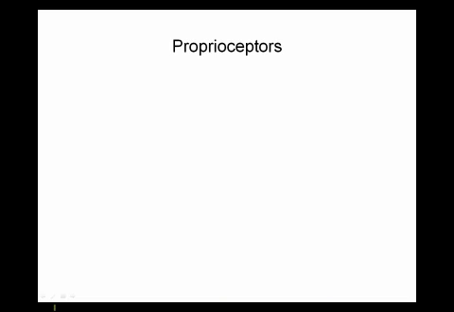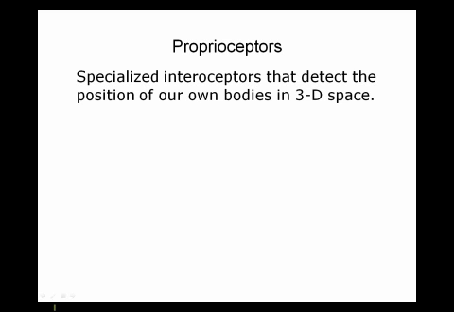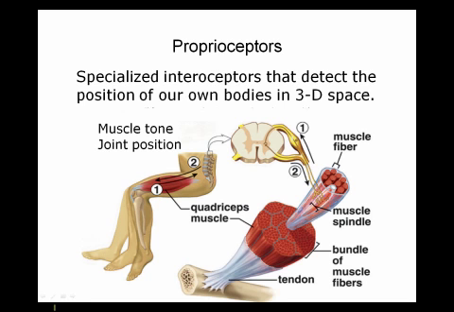Some other types of receptors. Proprioceptors are specialized interoceptors, so these are inside the body. They are detecting change inside the body. Specifically, this keeps up with our own body position and posture in three-dimensional space. We find proprioceptors in joints. So again, as you sit there, are you aware of the position of your joints? You don't have to look to know that your arm is bent or your knee is bent because these proprioceptors are constantly sending this information to the central nervous system.